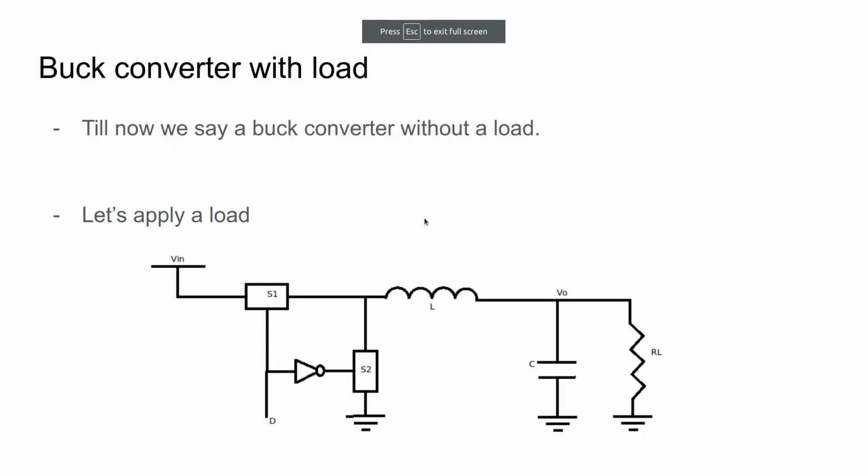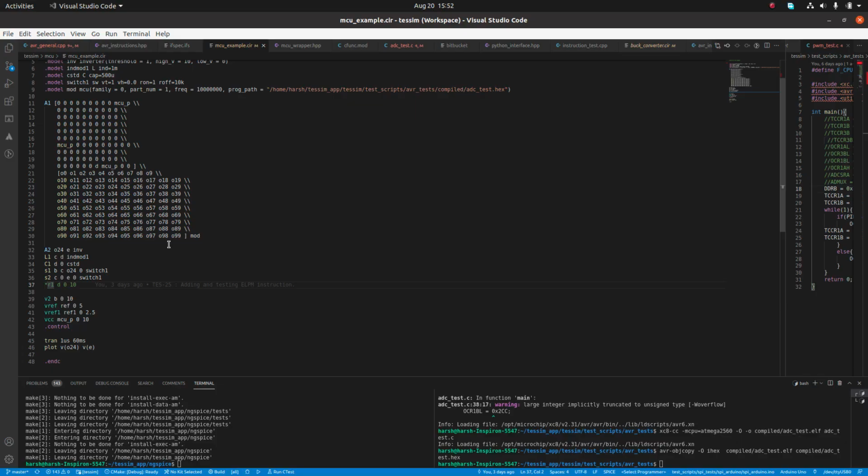So now we saw earlier there was no load outside the converter. Now let's say I put a load here. Because the load will also be drawing some current, it might change the voltage and the input-output characteristics.